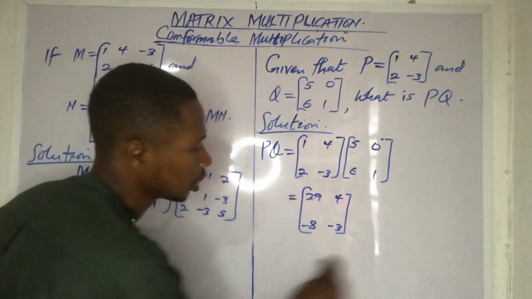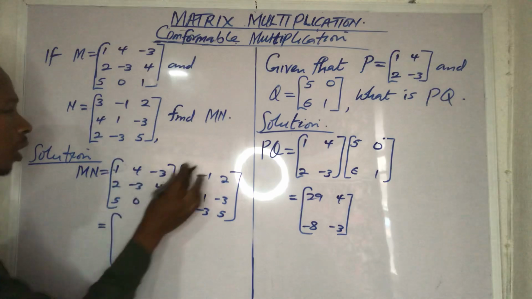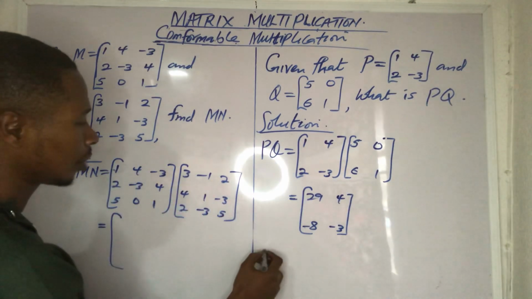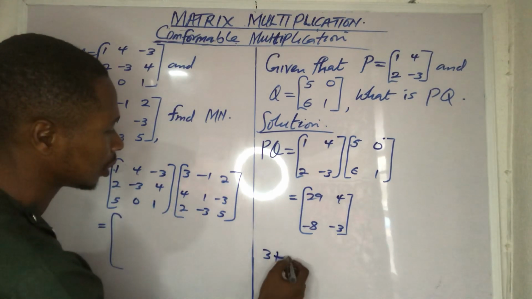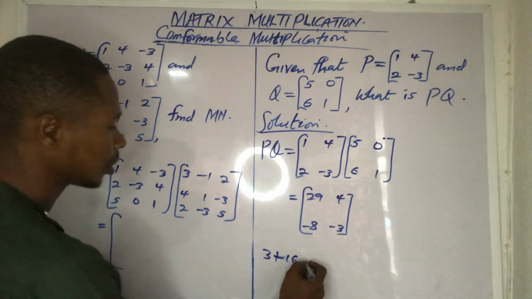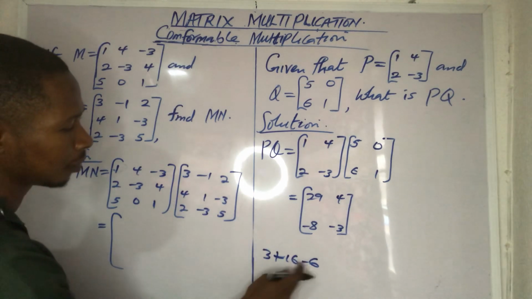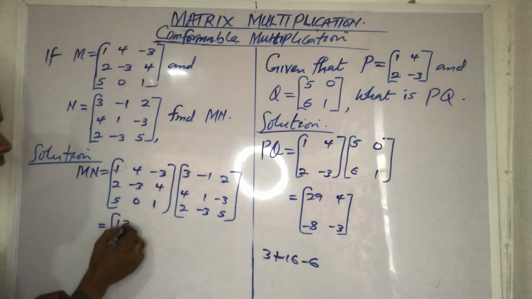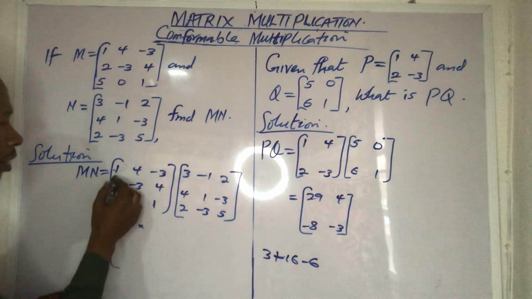Let me be doing it here so that you can see it clearly. So this row now multiply this column. That will be 1 times 3, that will give me 3. 4 times 4, that is 16, plus 16, minus 3 times 2, that is minus 6. So if I add everything together, this is 19 minus 6. That will be 13.